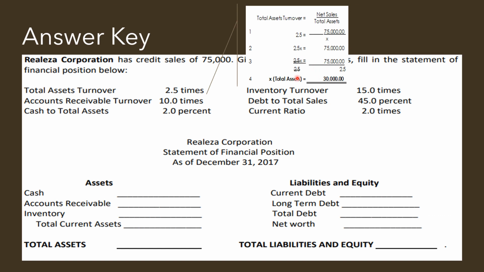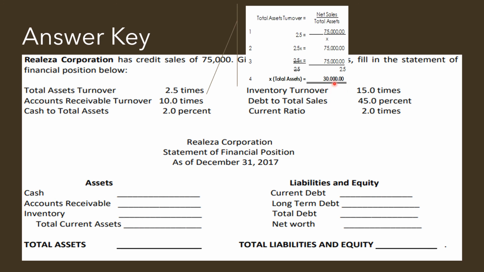This is simple math. Transposition. So, X is your total assets. Again ha, X is your total assets, not your total asset turnover because your total asset turnover is 2.5. Your X is your total assets. Ito lang yan. Nalipat na siya dito sa side na to. Your total asset is 30,000.